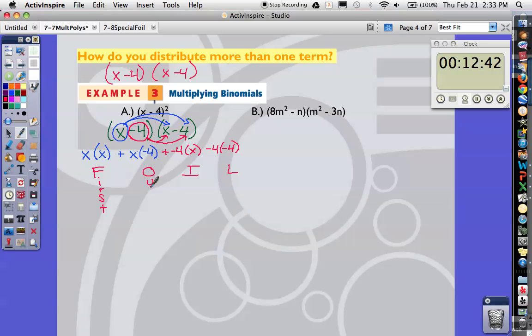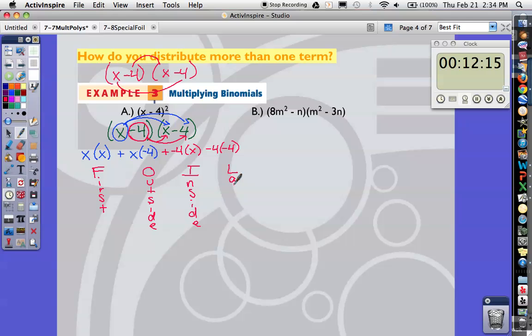Then you do the outsides. So in each binomial, you do the terms that are on the outside multiplied together, which would be the x times the minus 4. Notice that's your second term right here. Then you would do the inside, which would be the negative 4 times the x. Take a look, we already actually drew that line down here. Negative 4 times the x, that was your third term.